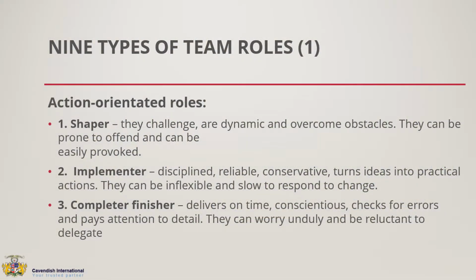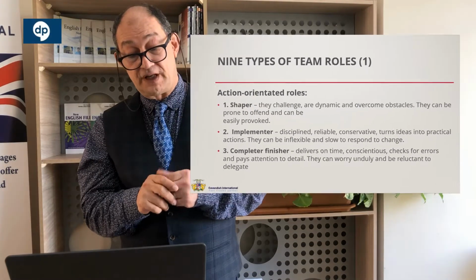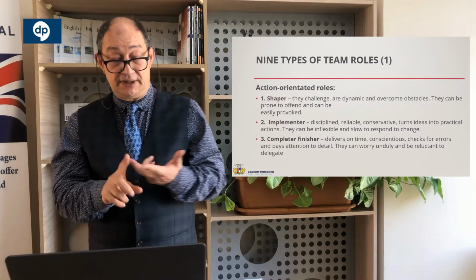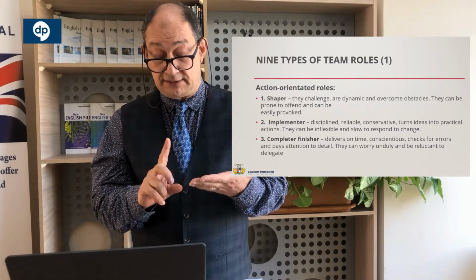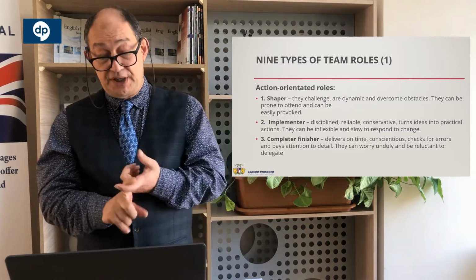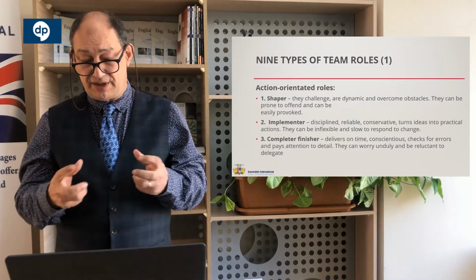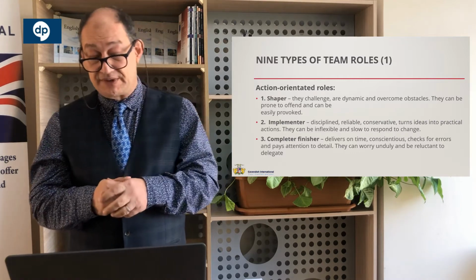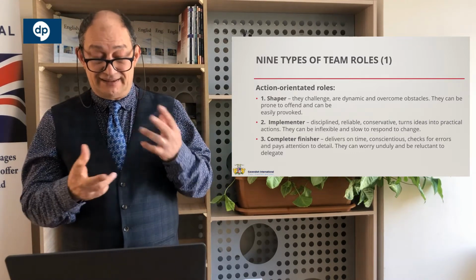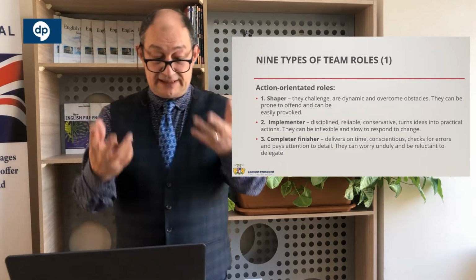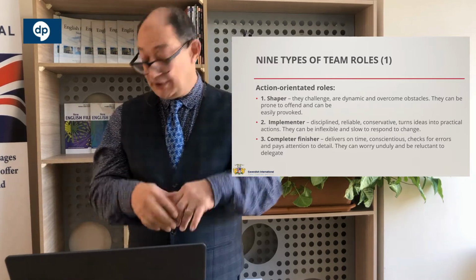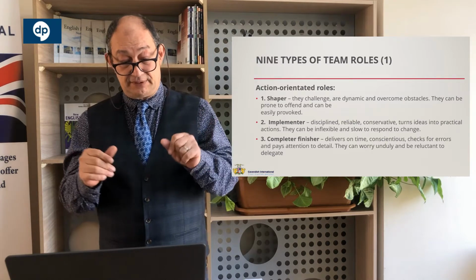Now we're going to have 9 different types of behavior which you may seek to have in your team. First group, action-oriented roles. They are shapers, we call them, implementers, and completers, finishers. Now shapers are the people who love challenges, they're dynamic, they love to solve problems. And they are prone to offend people. I mean, that's the nature of them. You need not too many of them, but you need some of these people.